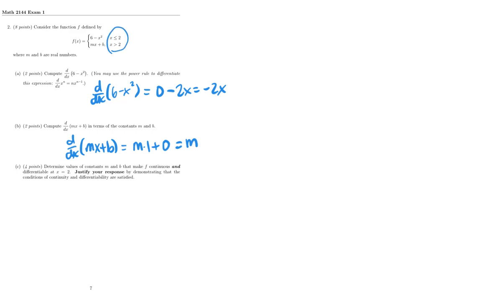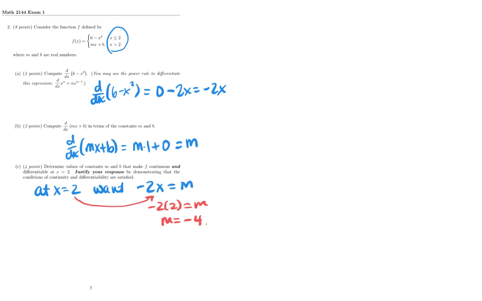So at x equal 2, we want negative 2x to equal the m. So I'm going to plug 2 in for x. So I get negative 2 times 2 should be my m. So in other words, m needs to be negative 4. So that's the first part.